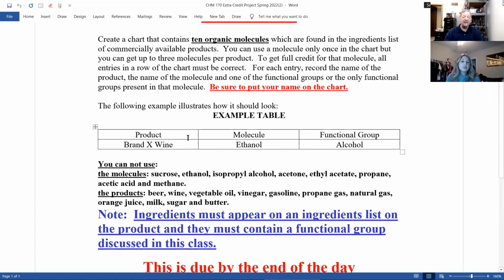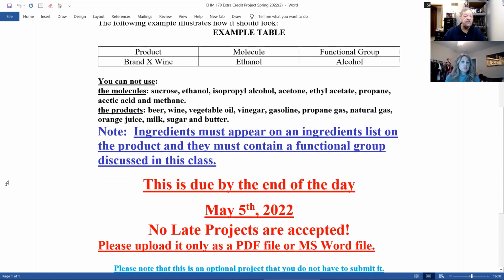Anyways, and in there, there's ethanol, and that's an alcohol. Now, to make this interesting, there's certain molecules you cannot use. You cannot use sucrose, ethanol, isopropyl alcohol, acetone, ethyl acetate, propane, acetic acid, or methane. There's certain products you can't use: beer, wine, vegetable oil, vinegar, gasoline, propane gas, natural gas, orange juice, milk, sugar, butter. Everything else is fair game.